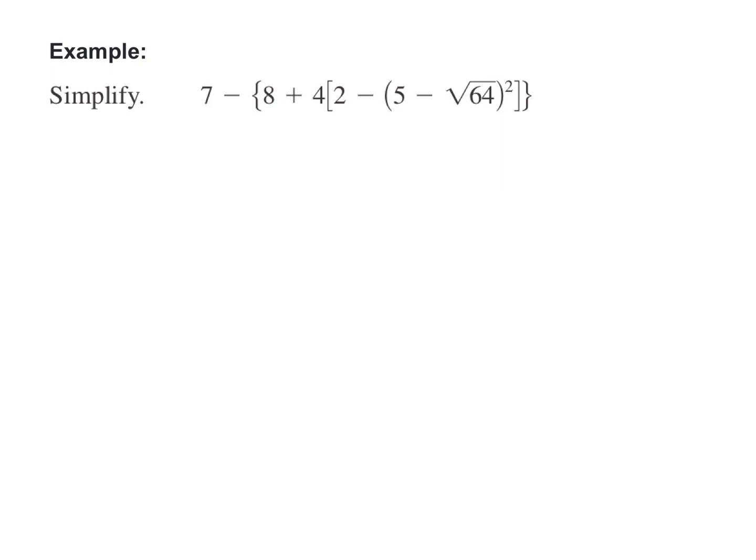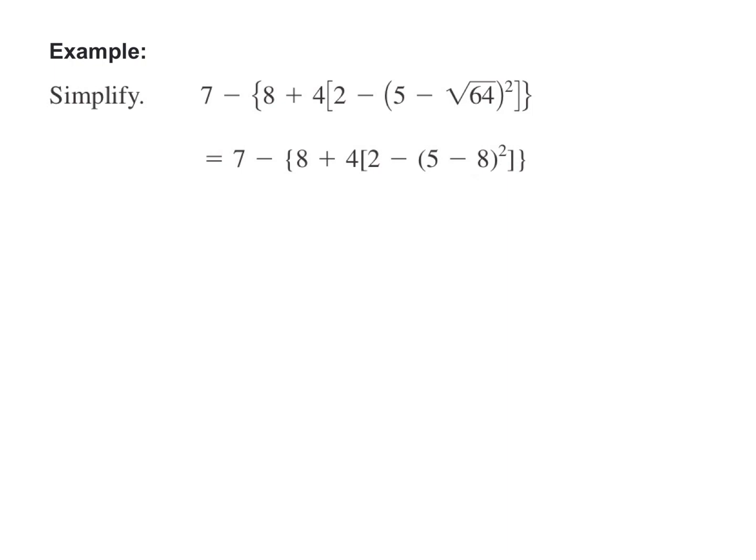All right. So let's talk about the first thing that we should be doing here. Because I have multiple grouping symbols, I have braces, brackets, and parentheses, I want to go into the parentheses because that's the furthest one in. And inside the parentheses, I have a grouping symbol, this radical. So the first thing you should do is the square root of 64, and that is 8.